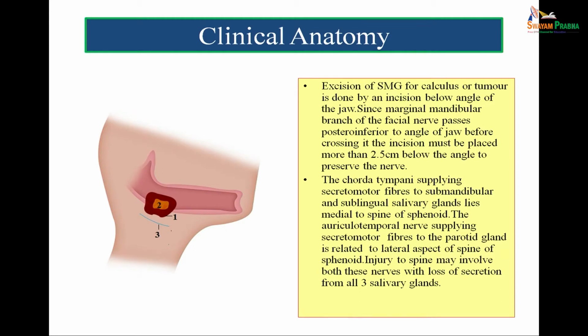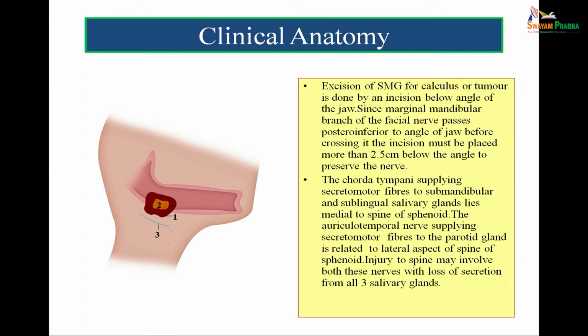Now, another important aspect is that the chorda tympani, which supplies secretomotor fibers to the submandibular and sublingual salivary glands, lies medial to the spine of sphenoid. While the auriculotemporal nerve, which supplies secretomotor fibers to the parotid gland, lies on the lateral aspect of the spine of sphenoid. So, on the medial side of the spine of sphenoid lies the chorda tympani, which supplies the submandibular gland, and on its lateral side lies the auriculotemporal nerve, which supplies the parotid gland.